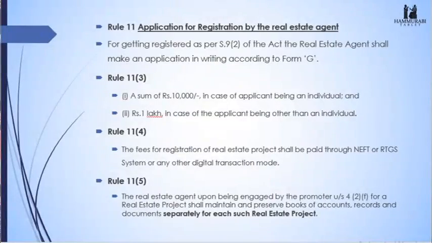Then we have Rule 11.5. The real estate agent, upon being engaged by the promoter for a real estate project, shall maintain and preserve books of accounts, records and documents separately for each real estate project, which clearly means that if one real estate agent is registered with 2 promoters, he has to keep 2 separate accounts for those particular real estate projects.